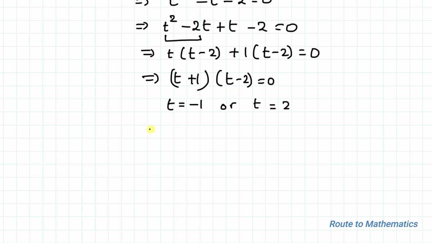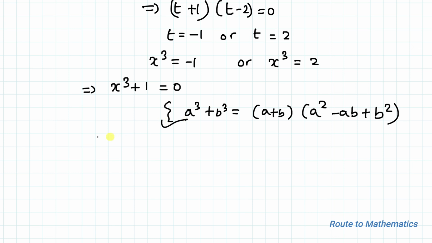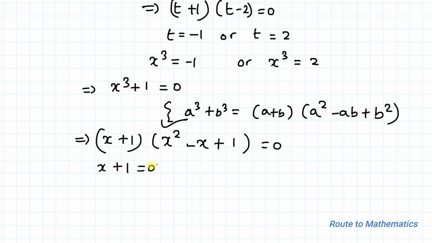Okay, as we have taken t equals to x cube, x cube equals to minus 1 or x cube equals to 2. So from here I can write, by bringing this minus 1 to the left hand side, we have x cube plus 1 equals to 0. Okay. So here I am going to apply an algebraic identity, that is a cube plus b cube equals to a plus b multiplied with a square minus ab plus b square. So by applying this algebraic identity, I can write x plus 1 multiplied with x square minus x plus 1 equals to 0. So from here I can write x plus 1 equals to 0 or x square minus x plus 1 equals to 0.